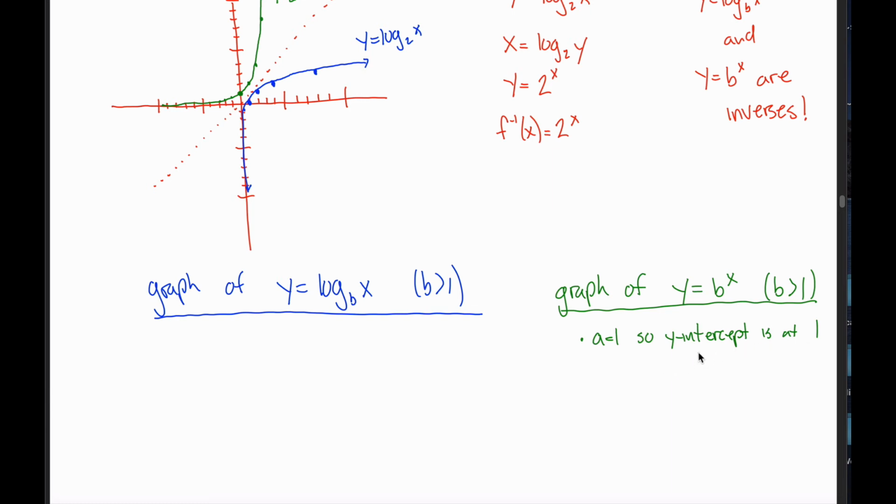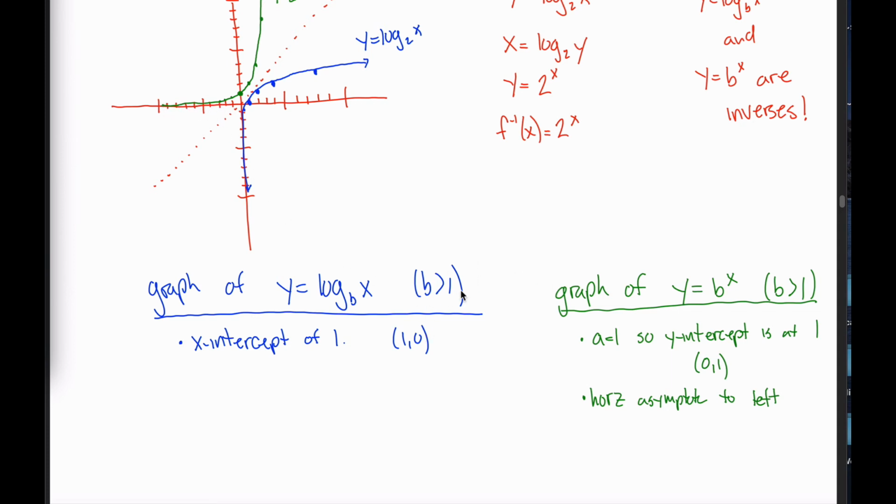In other words, the point (0, 1) is on the graph. Well, since this is the inverse of that, these graphs will always have an x-intercept of 1. All exponential functions have a one-sided horizontal asymptote. And in the case that b is greater than 1, that one-sided horizontal asymptote goes off to the left. Really what that's saying is when your x values get negative, your y values get arbitrarily close to 0.